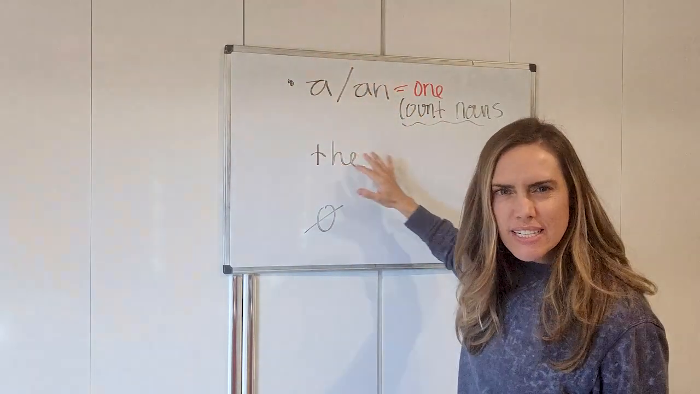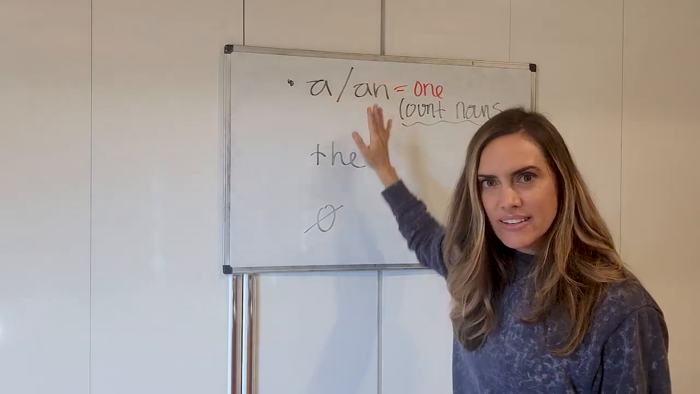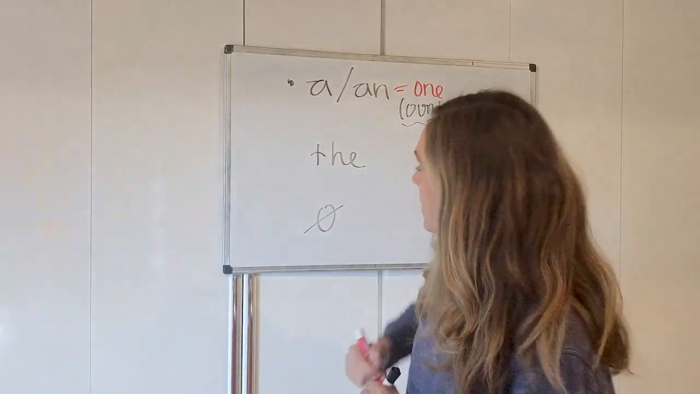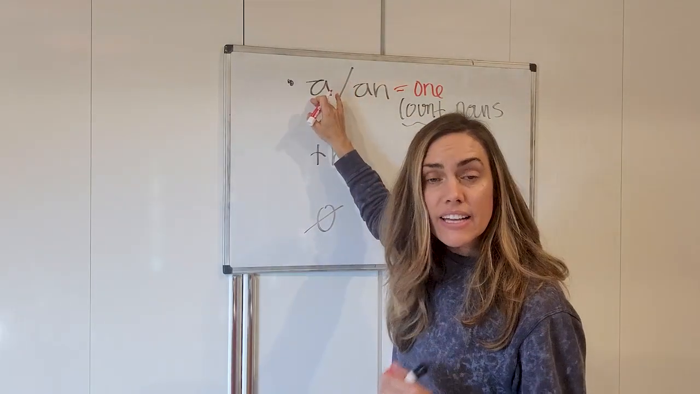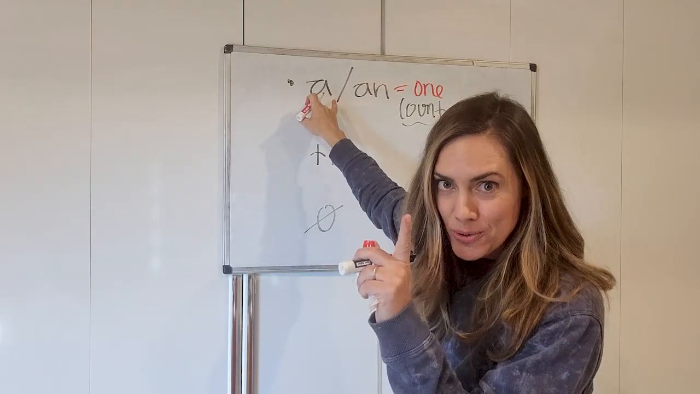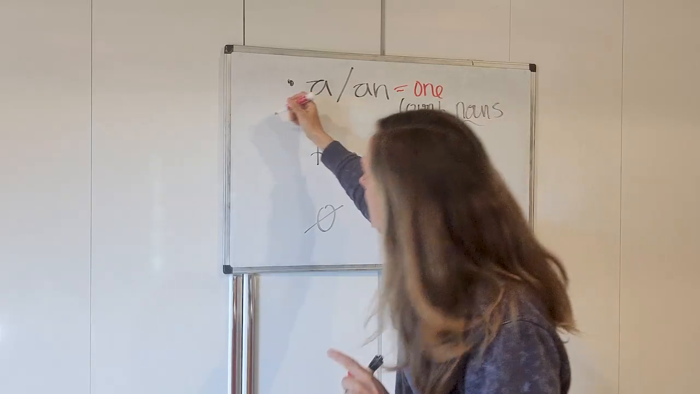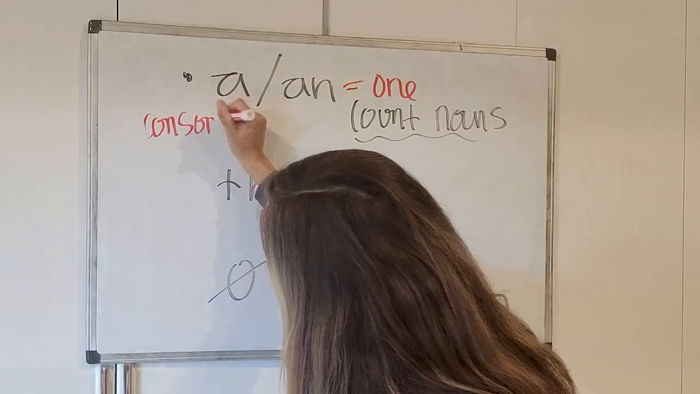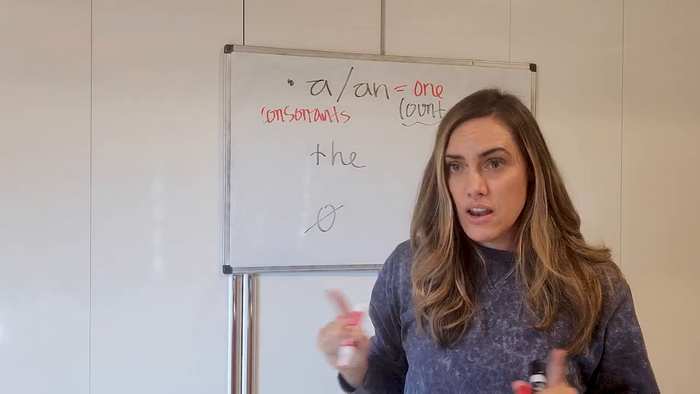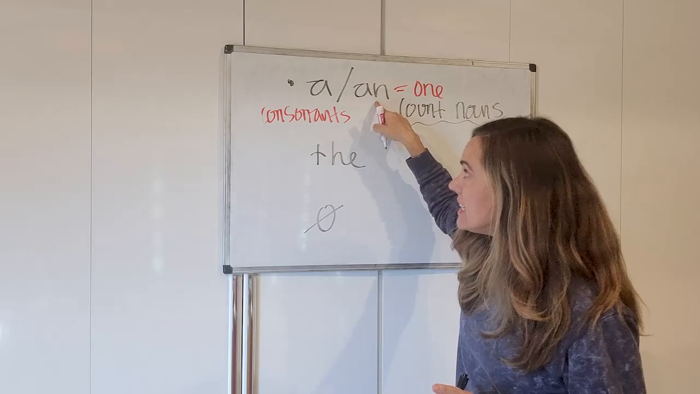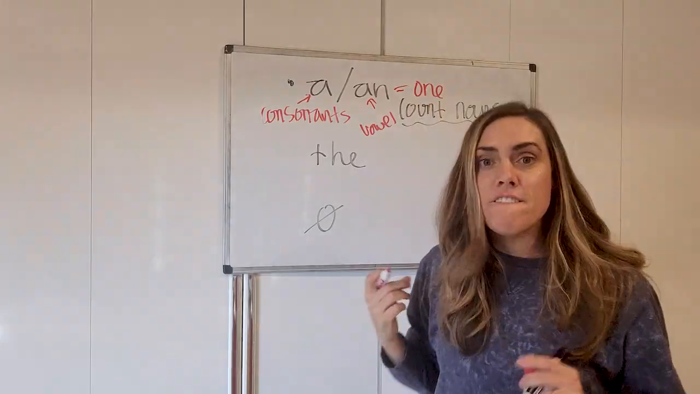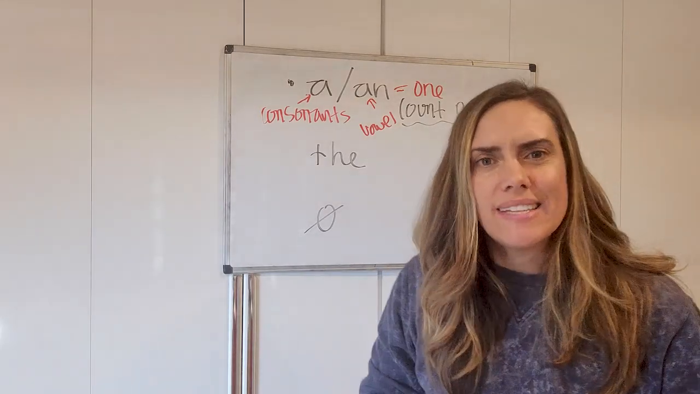Now, what is the difference between a and an if they have the same meaning? The difference is that a is used with sounds, not letters, sounds, that are consonant sounds, okay? And I will explain that. An is used with vowel sounds, okay? So what does that mean?